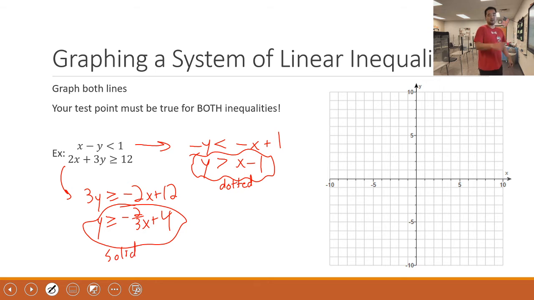And on MyLab, you've done this before, you're just going to click the little solid or dotted line option on the graphing tool. So let's graph the dotted one. Intercept of negative 1, slope of 1.